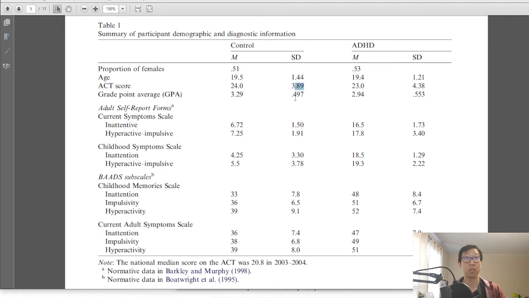So you can see the standard deviations reasonably close. Kind of sad that the ADHD group has a lower GPA relative to the control. Oh well. Yeah, in fact, all the standardized test scores are consistently lower, although very high variance.